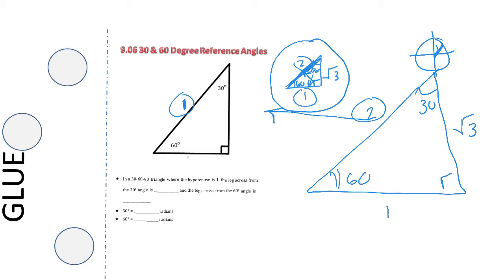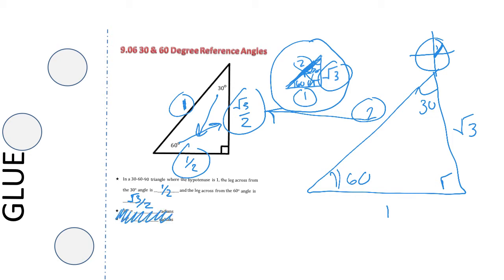So if this side's 1, half of 1 is 1 over 2. Half of radical 3 is radical 3 over 2. So these are the sides we want to memorize for the unit circle. In a 30, 60, 90 triangle, the leg across from the 30 is 1/2, and the leg across from the 60 is square root of 3 over 2. Honestly, don't worry about how many radians it is because I just convert everything to degrees. Makes it way easier. But we want to remember this triangle. Important for today. But this is where it comes from, the baby triangle.